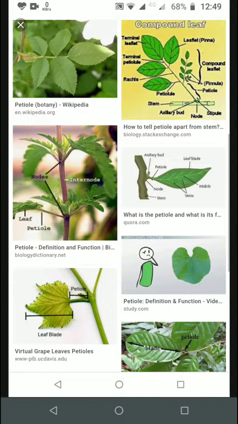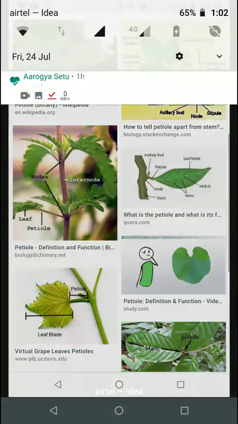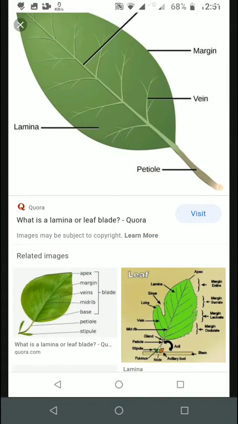Important terms and definitions. See the picture. Petiole: the stalk of the leaf is called petiole. By pausing the video, observe the petiole. Next term is lamina. See the image and find the lamina. The flat green part of the leaf is called the lamina. It is also known as the leaf blade.